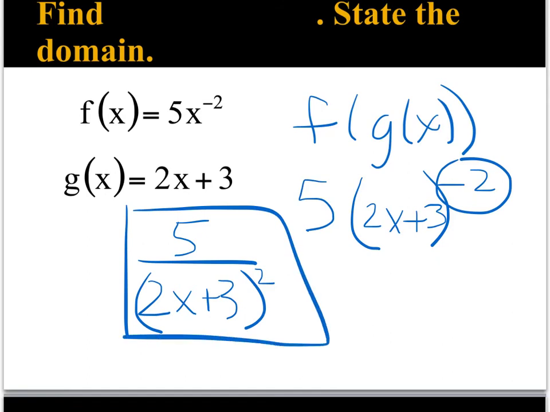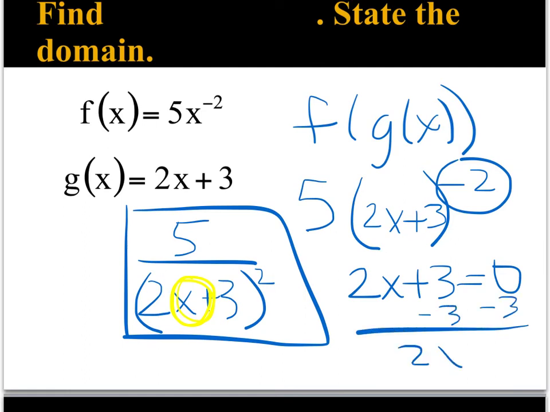So remember, when there is an x in the denominator, which I have here, let's make it a different color. I have an x in the denominator right here. That denominator cannot equal 0. We cannot have 0 in the denominator. So in order to find out when that thing is 0, I have to take 2x plus 3, set it equal to 0 to figure out what x is. So subtract 3, and then divide by 2. So in this case, my domain is all real numbers.